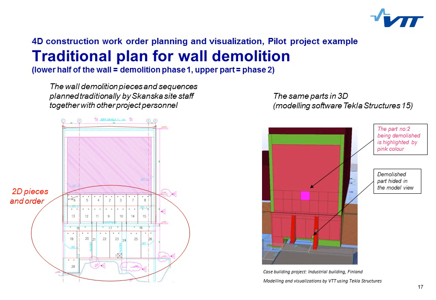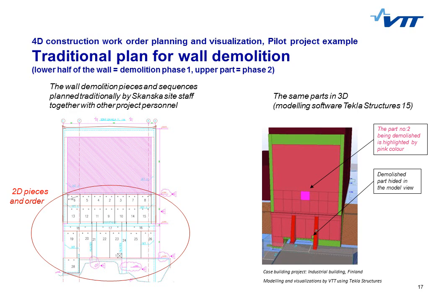the sequences. And on the right the corresponding BIM-based plan, including the same parts in 3D, but instead of written numbers, the order was visualized as a simulation showing the process step by step so that the part being demolished was highlighted by pink color and after that hidden in the model view. This model view is from the first visualization test trial that was done for the lower part of the wall.